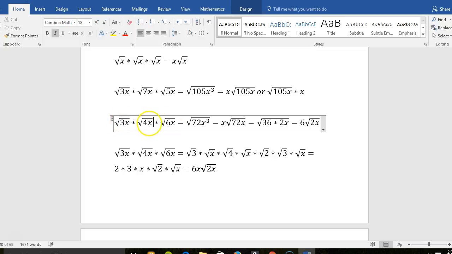So 3x times 4x times 6x is, when you multiply 3x times 4x times 6x, you get 72x cubed. Now it's all inside the square root because what we really have is the square root of 3x times the square root of 4x times the square root of 6x. So that's the square root of 72x cubed, or aka radical 72x cubed.